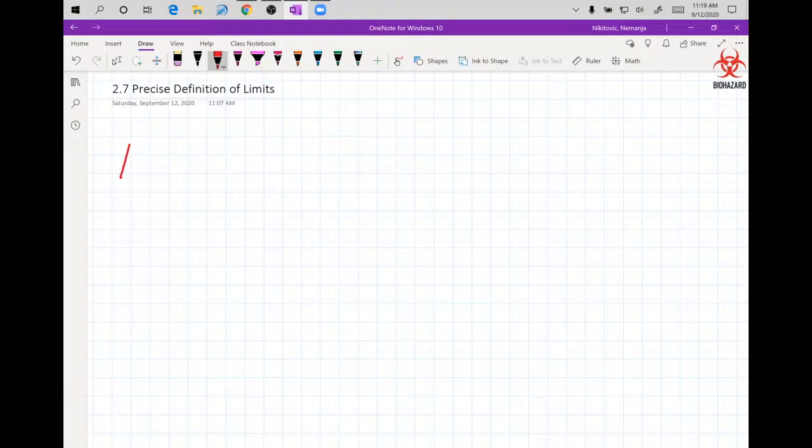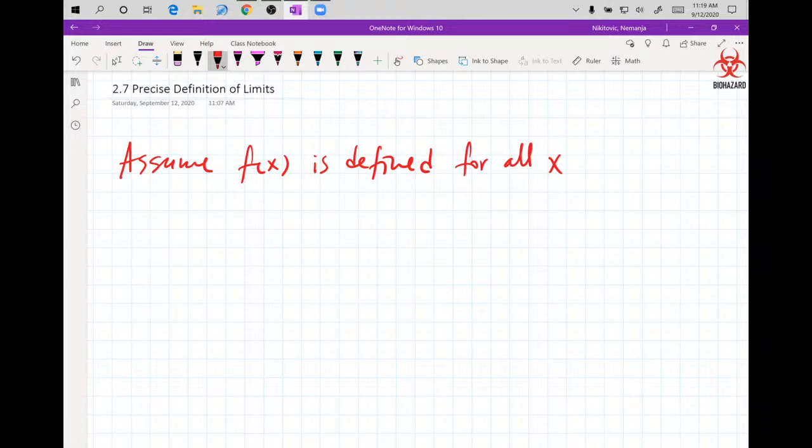So assume f of x is defined for all x in some open interval containing a, except possibly at a.